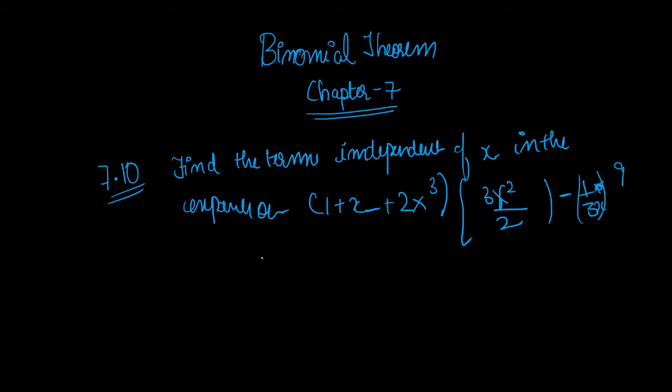Independent of x means you have to get it in terms of power 0. x to the power 0 should be there. That means we have to find the coefficient of x to the power 0 in this scenario, and we are given the binomial expansion as this.